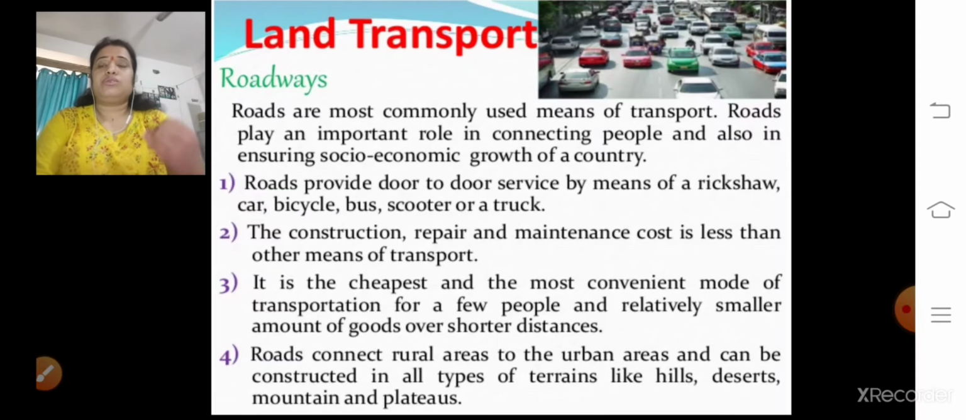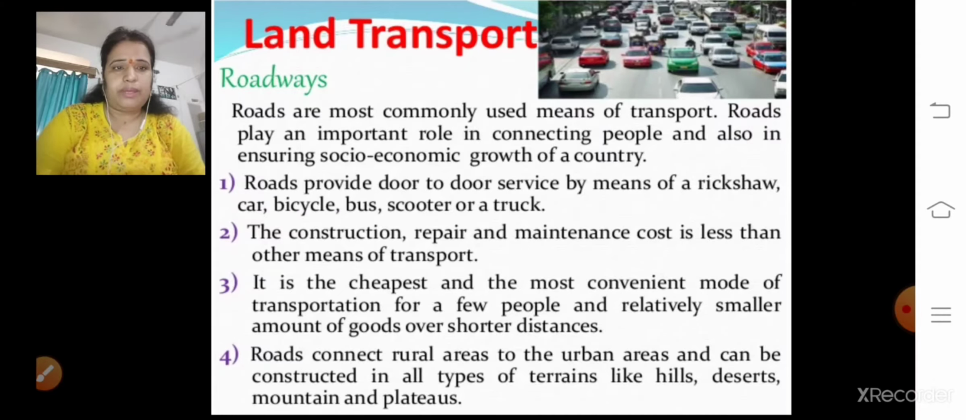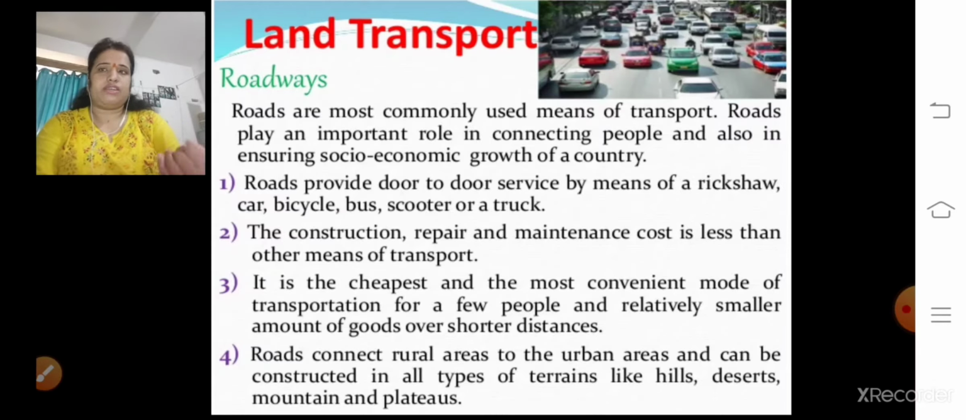So roads provide door-to-door services by means of rickshaw, car, bicycle, bus, scooter or a truck. The construction, repair and maintenance cost is less than other means of transport. So roads provide door-to-door services to you. It is the cheapest and the most convenient mode of transportation for a few people and relatively smaller amounts of goods over a shorter distance. Means when we want to move for a short distance, roads provide a facility, a platform, and provide door-to-door services to us.